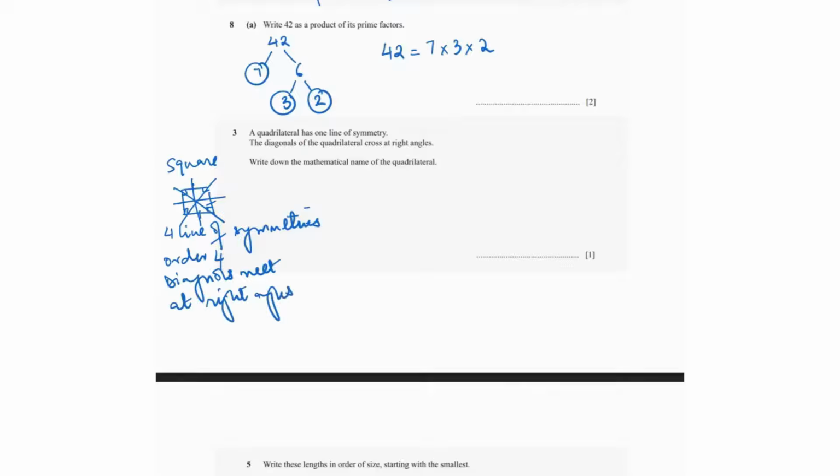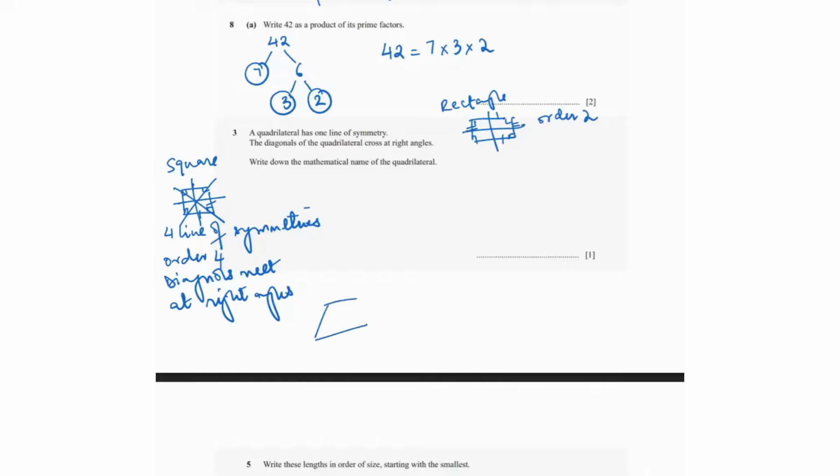So this is for a square. For a rectangle, 2 lines of symmetry, all angles are right angles, opposite lengths are equal, and the diagonals meet at right angles as well. So it's similar to a square, but the lengths are not equal, and it has fewer lines of symmetry. And rotational order of symmetry is going to be 2 for this. So order 2. Now, talking about a parallelogram, which is the third quadrilateral.